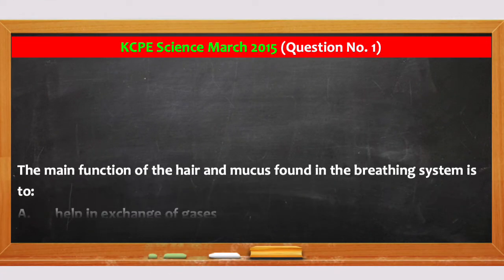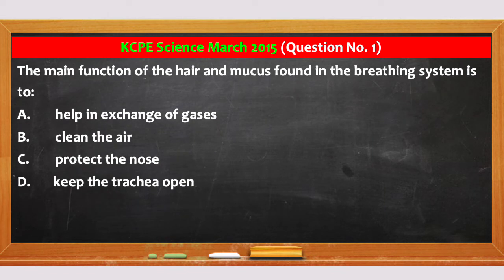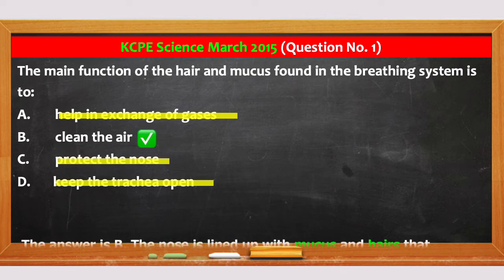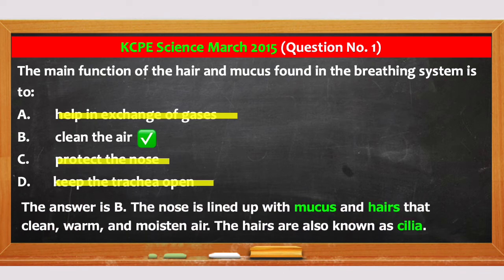What is the main function of the hair and mucus found in the breathing system? A. They help in the exchange of gases. B. They help to clean the air. C. They protect the nose. And D. They help to keep the trachea open. The answer is B. The nose is lined with mucus and hairs that clean, warm, and moisten air. The hairs are also known as cilia.